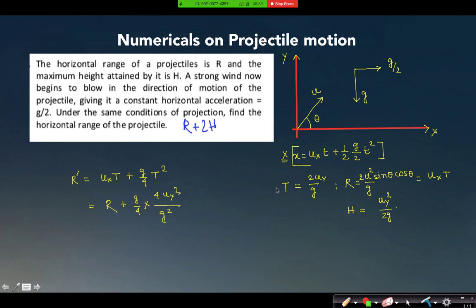Can you see that? I have put the value of time from here to here. So if g gets cancelled out, 4 gets cancelled out, so it is uy square by g. Now what is uy squared by 2g? It is h. So uy squared by g will be 2h. So that is the answer of this question, R plus 2h.